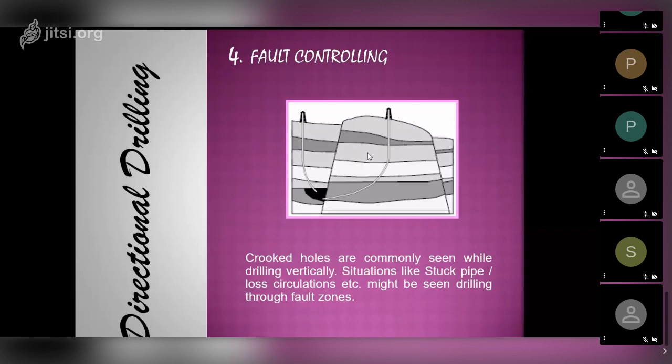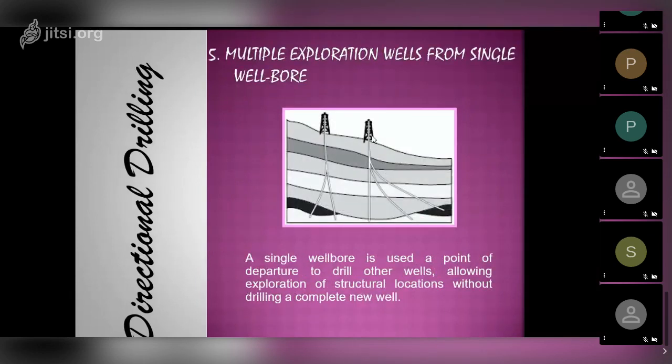So the picture itself shows you multiple exploration wells from a single wellbore. From a single wellbore, we do it on land also. Instead of making a rig move, which itself costs a lot, it's basically downtime. We dismantle the rig, we pull out all the pipes after drilling this well, dismantle the rig, move to another location, start drilling.